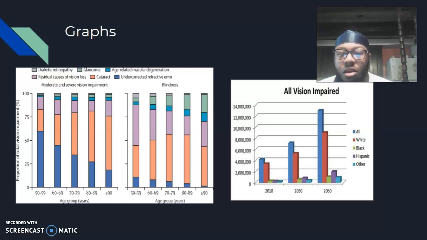In 2010, it was only around probably 4,000. In 2030, it's supposed to be above around probably 7,000. And by the time we hit 2050, it's supposed to be above 12, so around probably 13,000, which is a lot of people who will be visually impaired. And it has the different ethnicities: whites, blacks, Hispanics, and other.